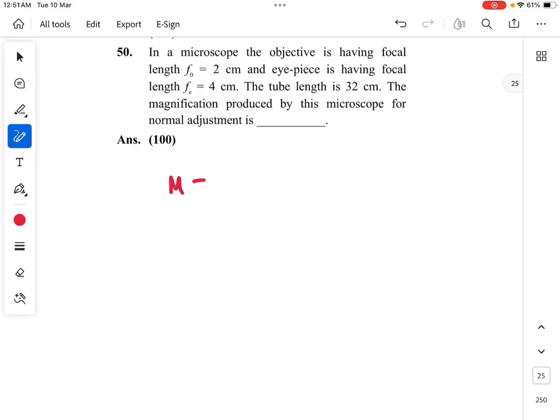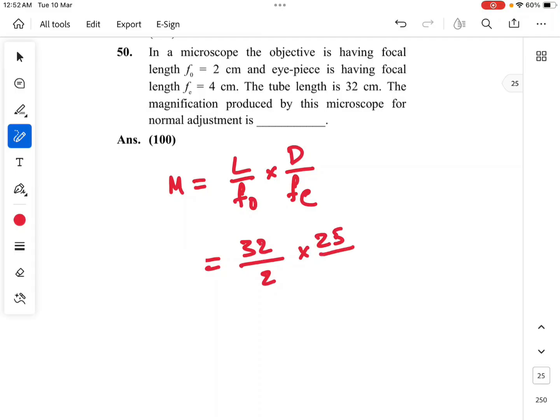So what is the magnification formula in a microscope? L by Fo multiplied by capital D by Fe. So what is the length of the tube? It's given 32, divided by the focal length of the objective lens, that is 2. Direct formula application. So very easy question if you know the formula. D is 25 and Fe is 4. So doing the calculations, you will be getting 100. I don't think you will go wrong if you know the formula.